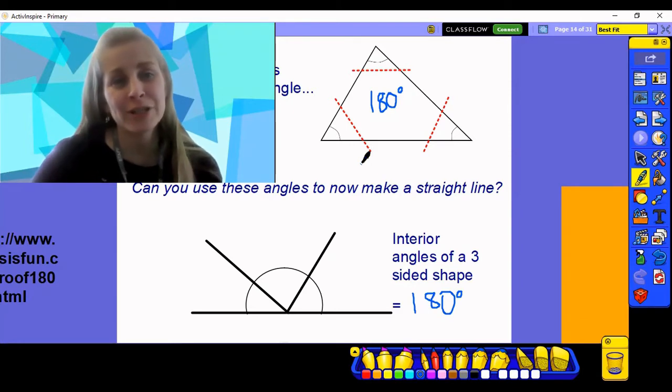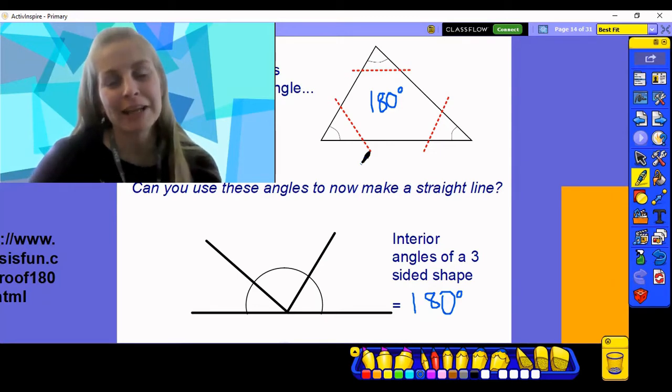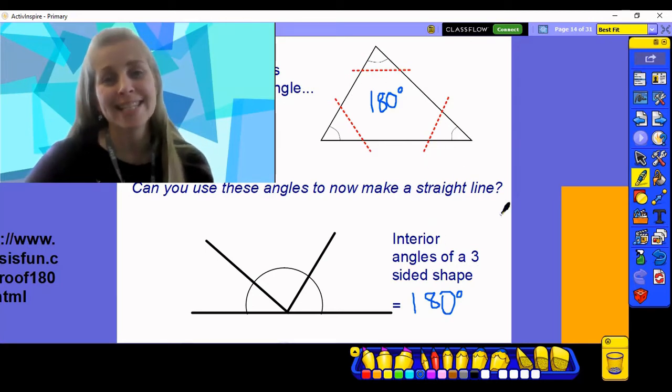And you've probably created your own irregular triangle, whether it be isosceles, even a scalene. You might have even been lucky to create yourself an equilateral triangle if you were being particularly accurate, or you might have had a right angle triangle. Whatever the case, as in the video, you can cut off those corners, those angles, and rearrange them to make a straight line. So proving that within a triangle, a three-sided polygon, the total of the interior angles is 180 degrees.